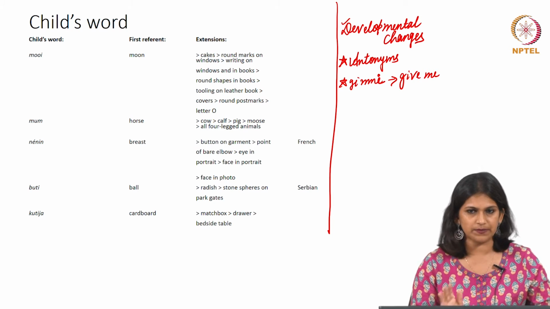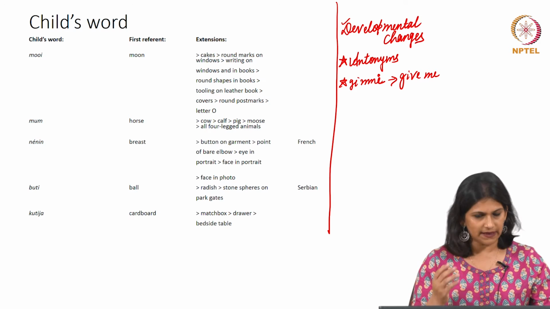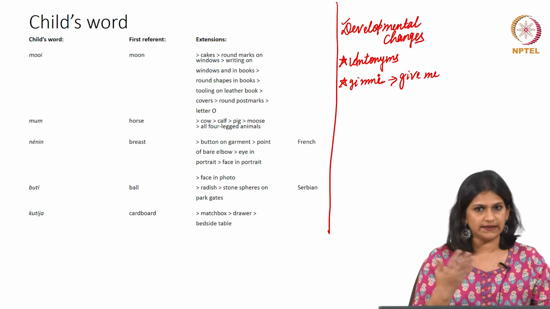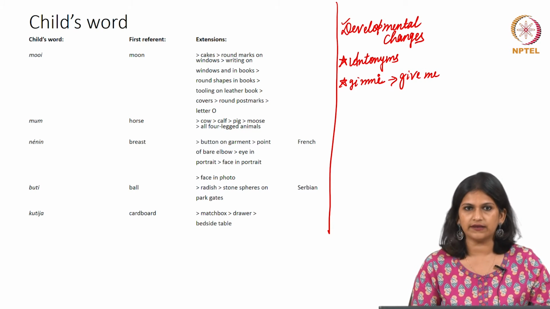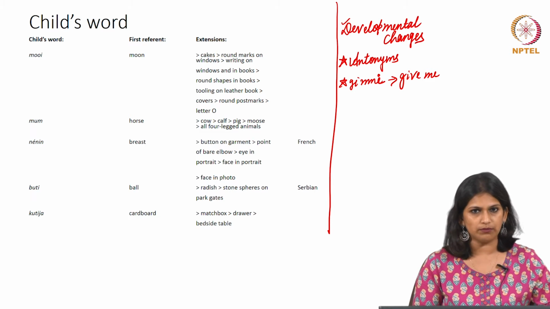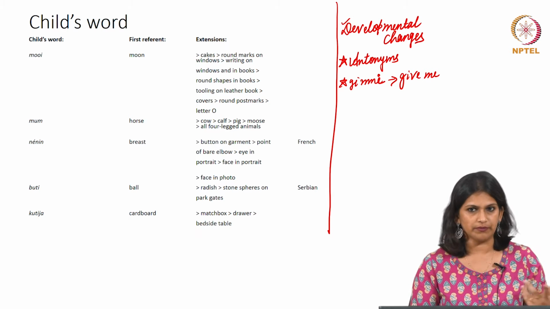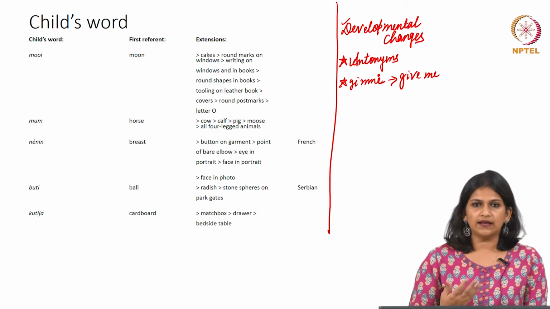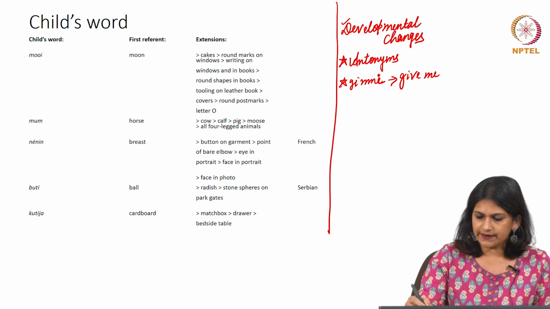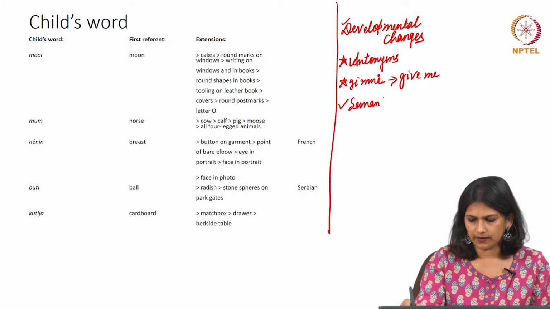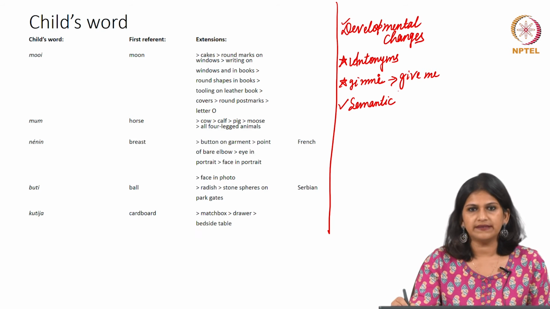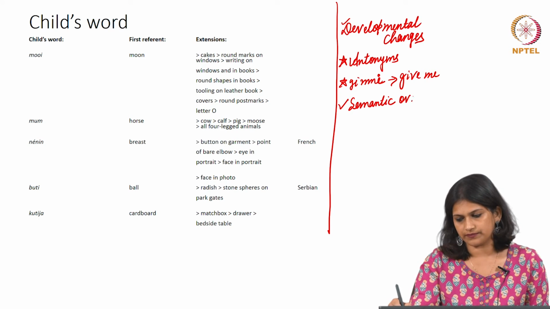I will try to explain it as simply as possible, but let us see how much you understand, and then maybe you have to read a little more and look at the data. So go back to the book, so it will be easier for you to remember and understand. Okay. So what is it? This is called semantic overextension.